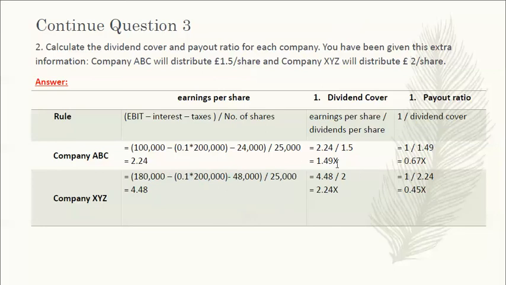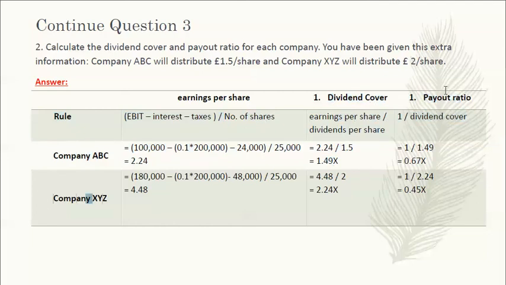And I'm now ready to calculate dividend cover for company XYZ, equal to earnings per share, which is 4.48, divided by 2, which is the dividend per share, given in the question. So the dividend cover for company XYZ equals 2.24x. Okay, so I've calculated dividend cover for company ABC and company XYZ.